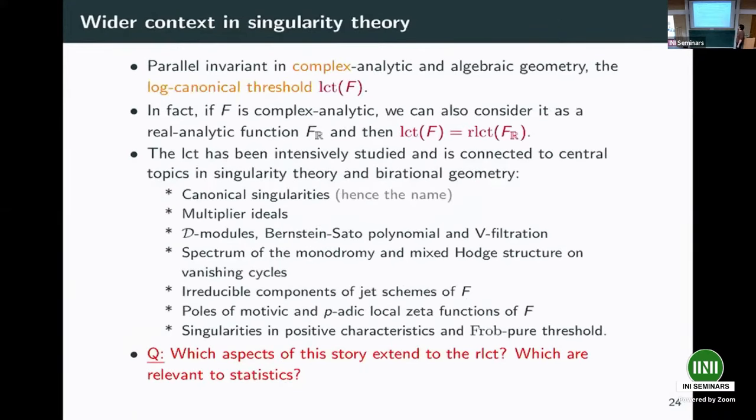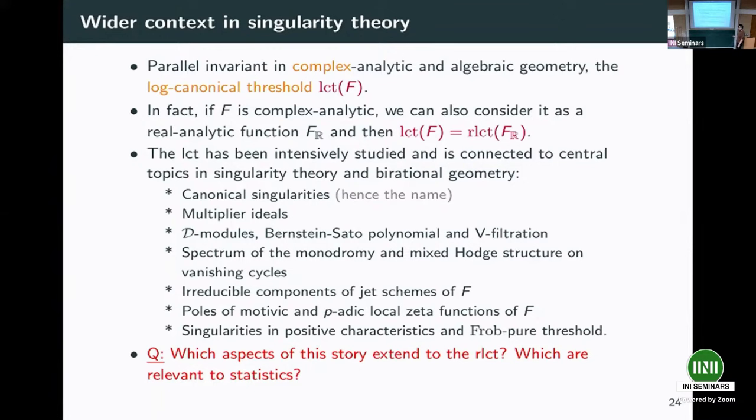So this is a bit dense, sorry, but it's because there are many real experts in singularity theory in the room. It is to sort of explain the parallel with the complex situation they already commented on. In complex analytic and complex algebraic geometry, there is the log-canonical threshold. And in fact, it's a special case of the real one. If you have a complex analytic function, you can just consider it as a real analytic function, and then this log-canonical threshold is just the real log-canonical threshold of that.